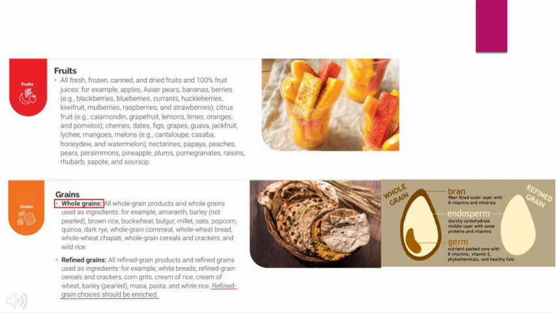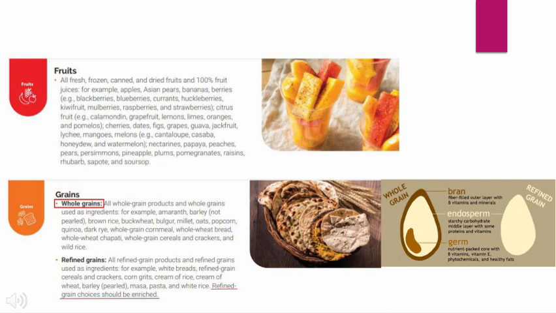Refined grains, on the other hand, have been processed. They lose some of their nutrients during processing. Examples include white rice and white bread. Now, refined grains are not completely bad, but the recommendation is that at least half of grain intake should be whole grains. This improves digestion, helps control blood sugar, and reduces disease risk.